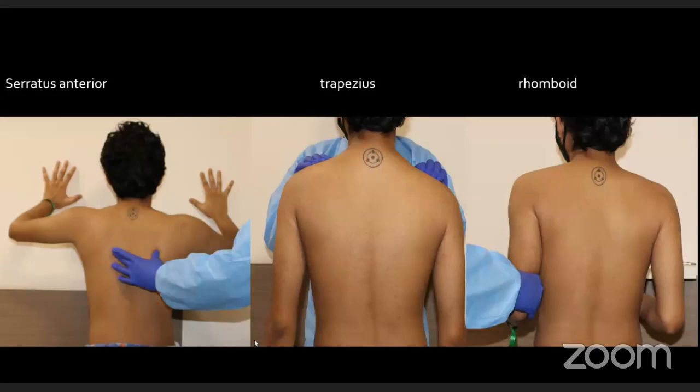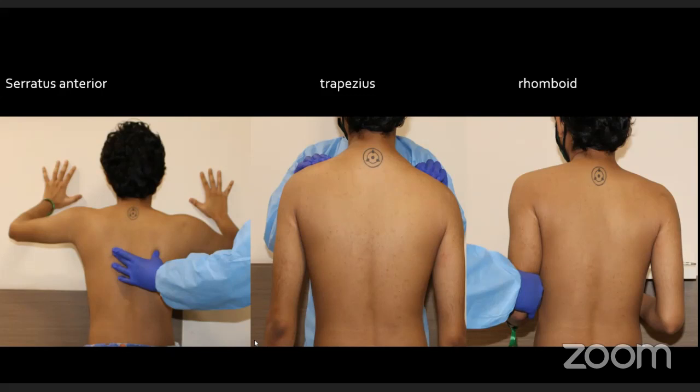Now this is classically used to describe the winging of the scapula, the serratus anterior involvement. You ask the patient to do a push-up against the wall. Again, trapezius has three fibers: superior, middle, and inferior. Superior shrugs, middle contracts, and inferior pulls down. Can you see the gentleman standing in front of him trying to palpate his trapezius?